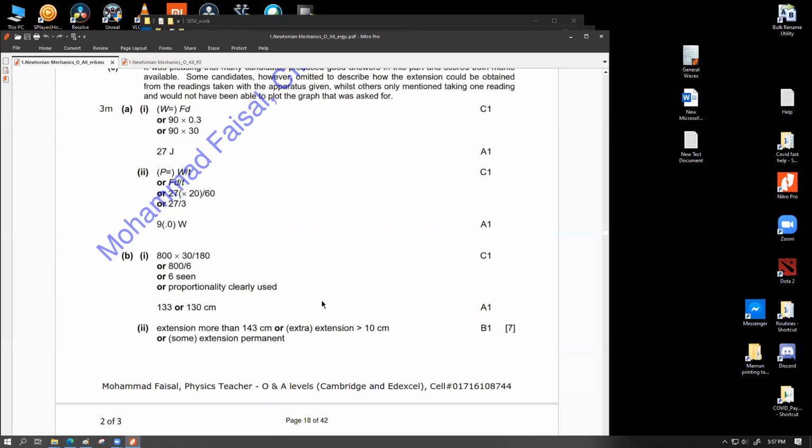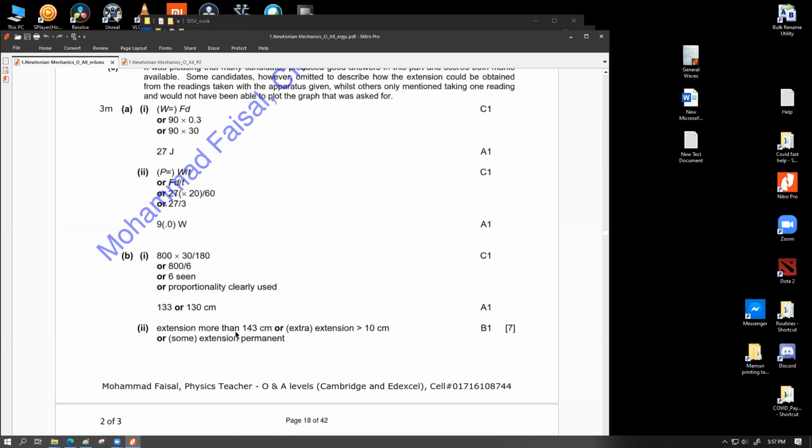Yeah, works for me. Did you understand this part, which I just discussed, that why the extra extension should be more than 10 centimeter? Did everyone understand? A question: do you understand where 143 comes from? Any idea? Sir, could you explain the 10 centimeter part again?